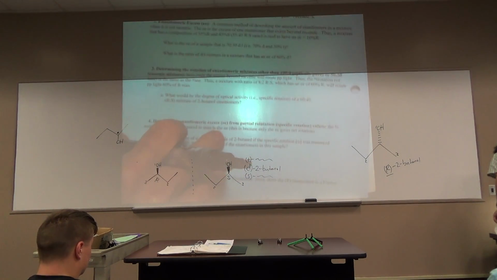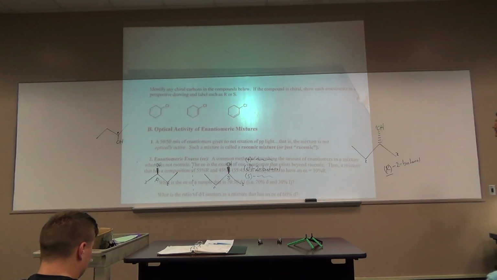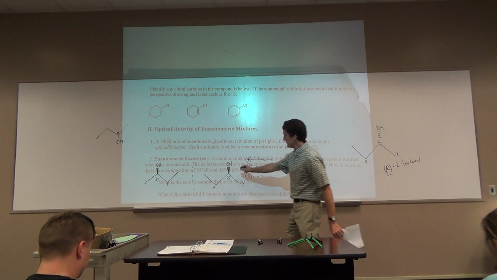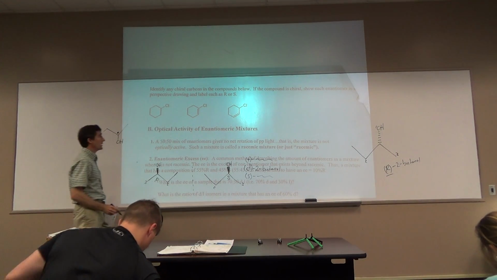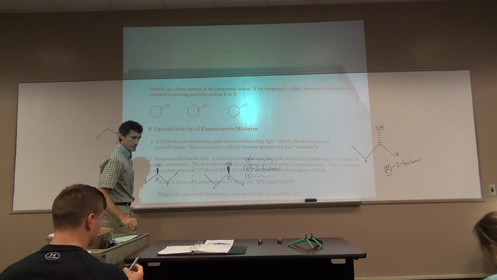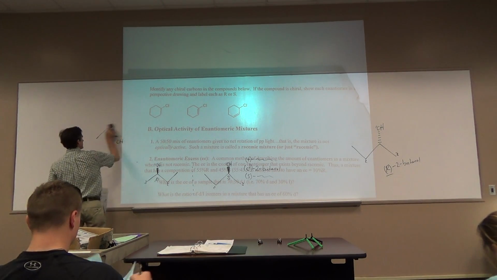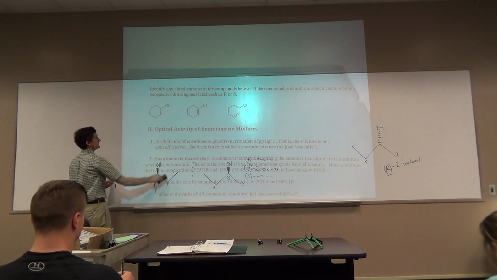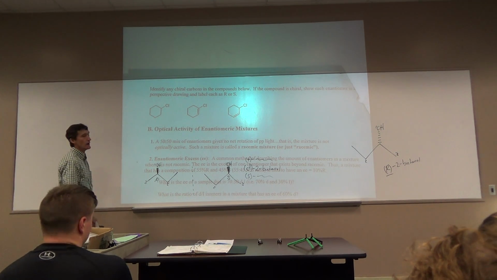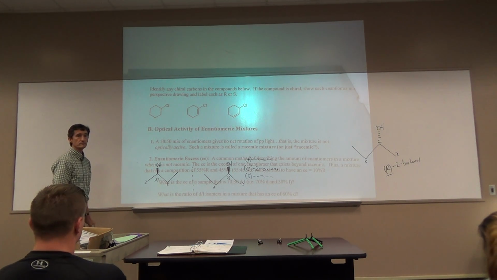Identify chiral carbons in the compounds below. If the compound is chiral, show each enantiomer in a perspective drawing, such as this. Label each as R or S. Is this compound chiral? Not chiral. Why? Oh, no, it's not. Not chiral. No, it's two carbons.